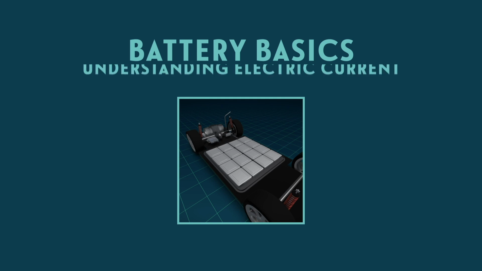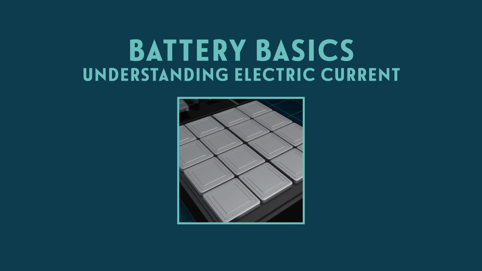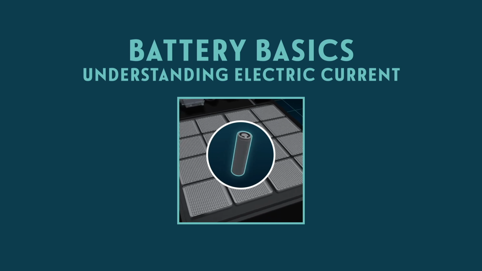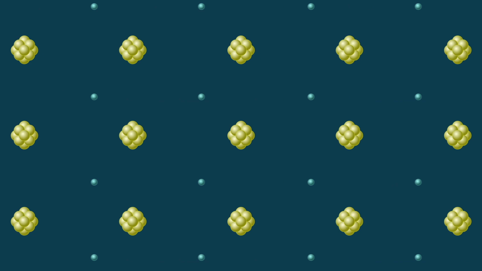Battery Basics – Understanding Electricity. This video explains how energy flows from a battery to power a motor or other high-voltage component. Electricity is the flow of free electrons between atoms.